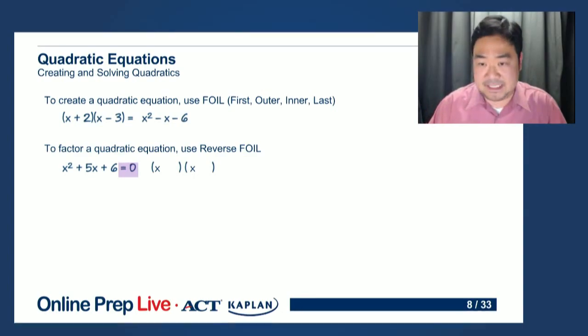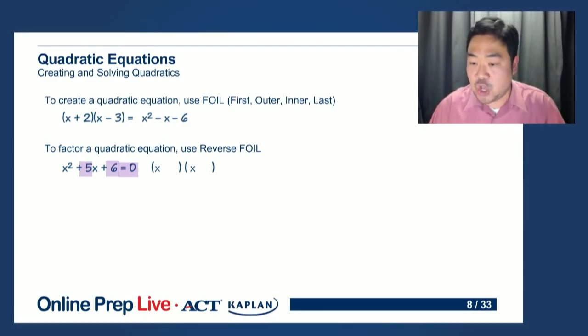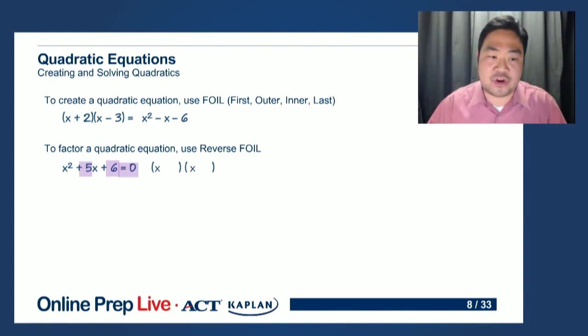And then the second step is this. Look at the constant, that last term, and look at the coefficient of the middle term. And always ask yourself this: what two numbers multiply together to get you the constant, and add up together to get you the coefficient? What two numbers in this case multiply together to get 6 and add together to get 5? It's going to be plus 2 and plus 3, and boom, there's your factored form.